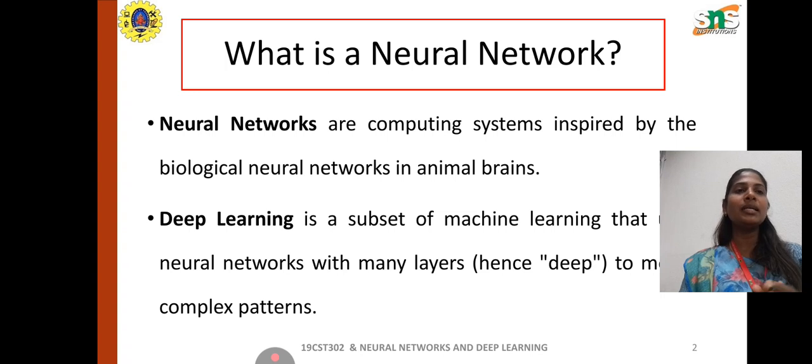The next one is deep learning. It is a subset of machine learning that allows neural networks to contain n number of deep layers. That's why it can learn very complex patterns, which means the hidden layer consists of more than one layer. That's why it is called deep learning.